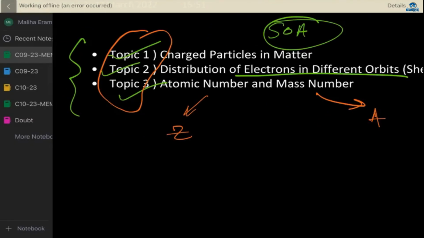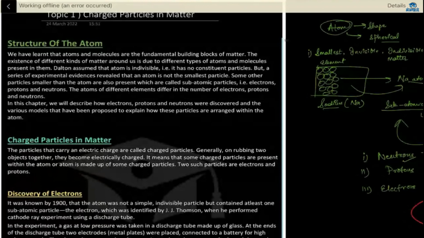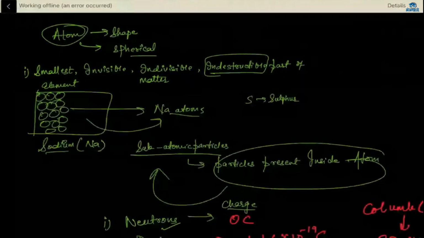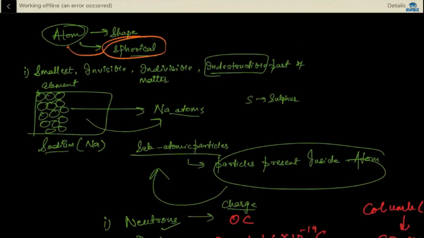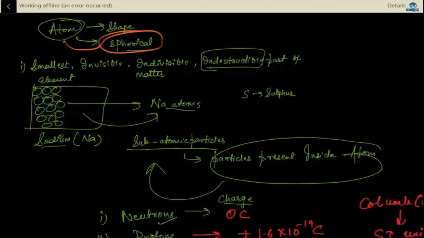Now we will start. In the structure of atoms, we have already discussed some of the things. What is the atom's shape? Atom shape is spherical, we can say. And an atom is the smallest, invisible, indivisible, or we can say indestructible. Here, this is a sodium atom. In this box, there are lots of Na atoms.